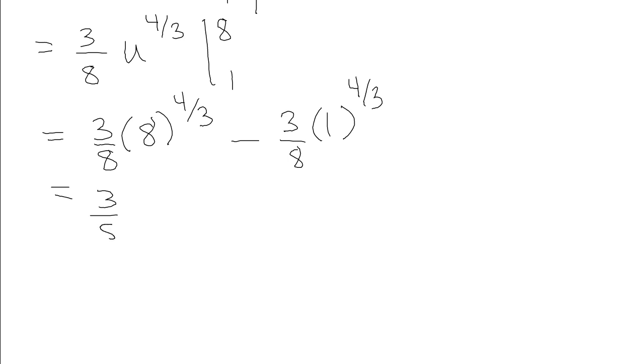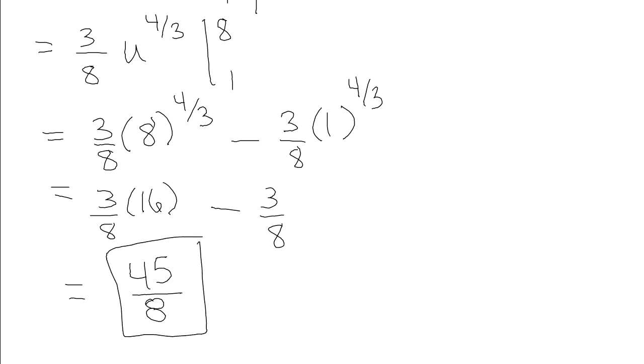So I have 3 over 8. This 8 to the 4/3, this means I take the cube root of 8, which is 2, and then I raise it to the power of 4, which is going to be 16. And then I subtract 3 over 8 times, well, 1 to the power of 4/3 is just 1. So I end up with an answer which is 45 over 8. And so that's my final signed area answer.